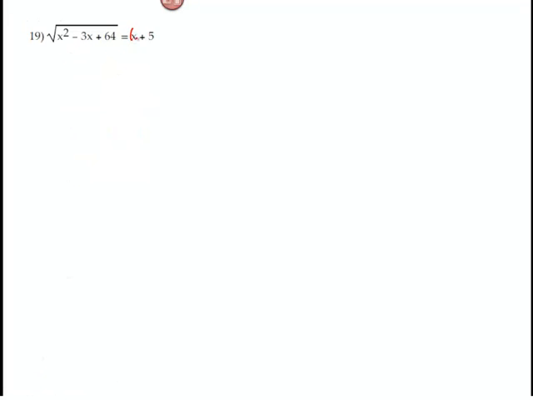This one's trickier because when we square both sides, we need to think of this as we're squaring the whole side. We don't square things individually. We're squaring this entire side. So on the left side, it leaves us with x squared minus 3x plus 64. On the right side, x plus 5, if you square it, you have to think of that as x plus 5 times x plus 5, which means you have to FOIL. X times x is x squared. X times 5 is 5x, so is 5 times x. So I can add those together and get 10x. And then 5 times 5 is 25.